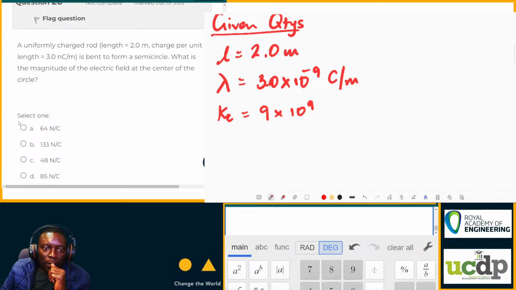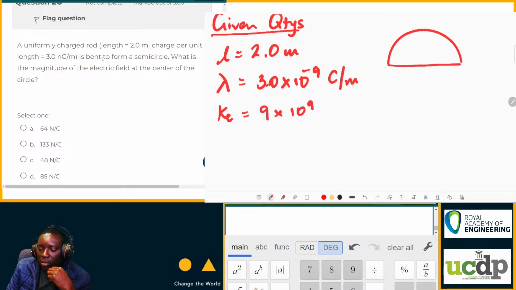Yes. Okay. So the question says a uniformly charged rod has a length of 2 meters and the charge per unit length is 3 nanocoulombs per meter and is bent to form a semicircle. So this time we have a semicircle like that. And the question is, what is the magnitude of the electric field at the center of the circle? So what will be the magnitude of the field at that point?